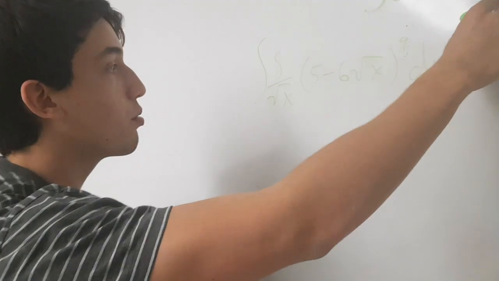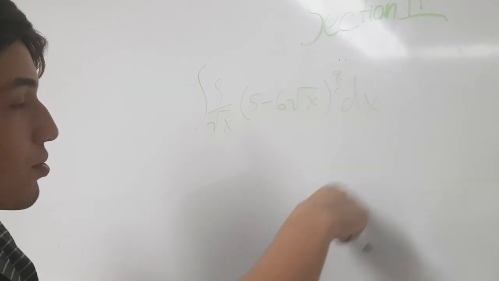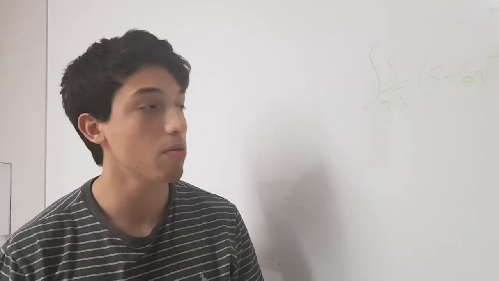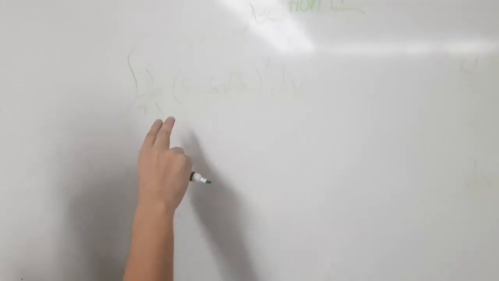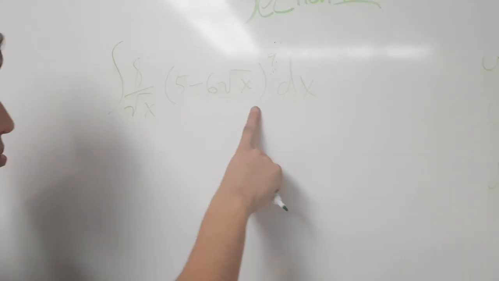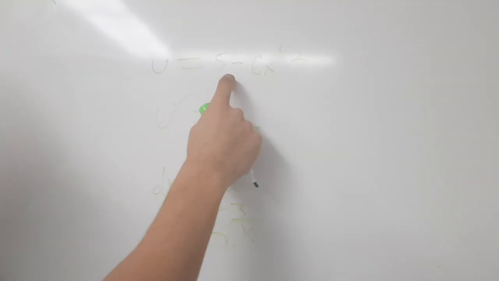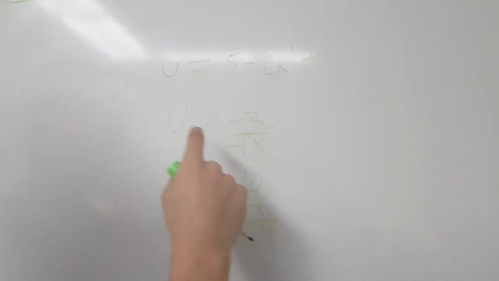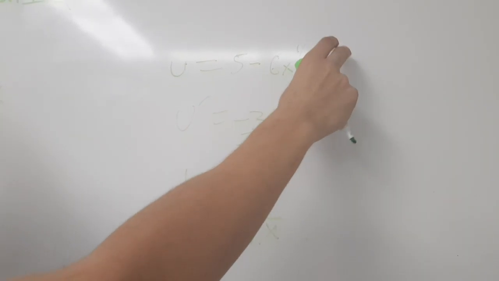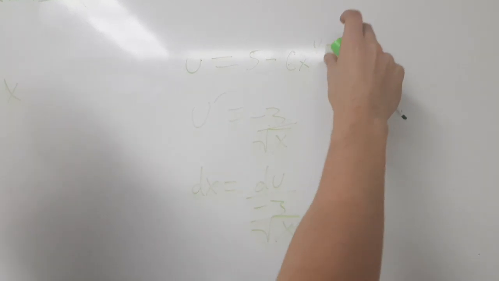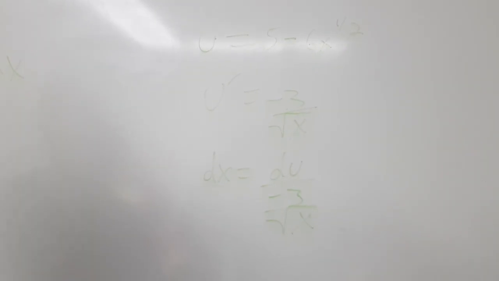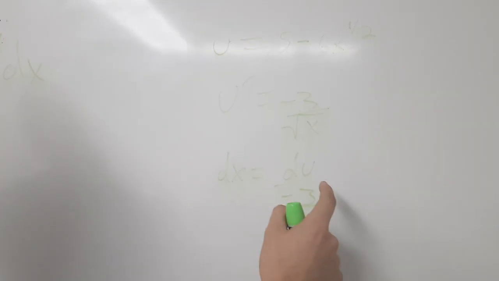So this is our section 2 problem. We have the following function, and we're going to find the integral with the substitution process we're seeing in class. First we find the u, which is this one. U equals 5 minus 6x with an exponent of 1/2. U prime, the derivative of this one, is -3 over square root of x. And dx is equal to du over -3 over square root of x.